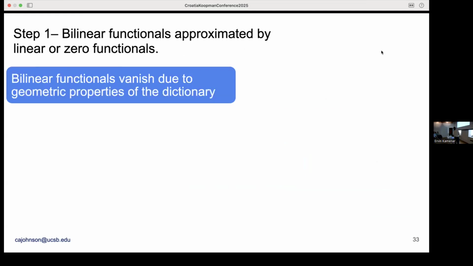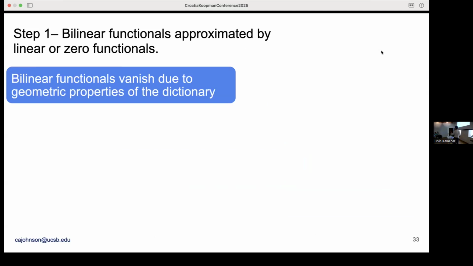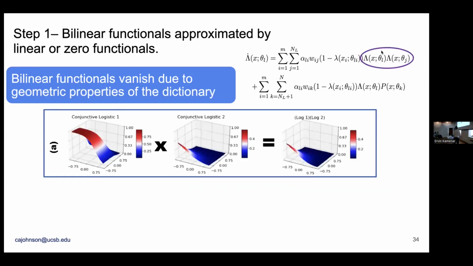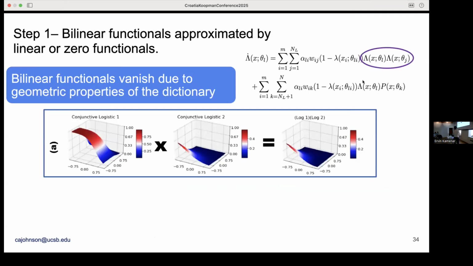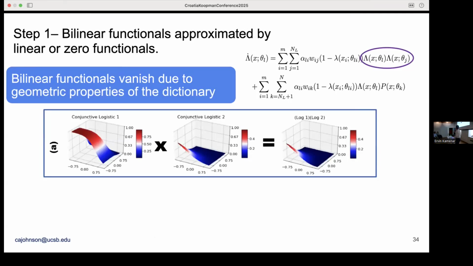One nice thing, one of the findings from this study, is that bilinear functionals approximated by this product process of d psi dx multiplied by dx dt, those terms go to 0, or they are represented by linear expansions of the original basis. Why is that true? I can show it to you graphically. I think graphically is honestly the quickest way for you to understand this. So if you imagine having two conjunctive logistic functions from your original set and you multiply them together, what happens to this guy right here?